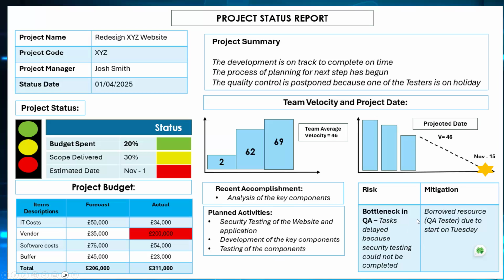So there was a bottleneck, and the reason for the bottleneck in QA is because tasks were delayed because of security testing that could not be completed. Remember, we've already said here that quality control had to be postponed because somebody was on holiday. What is the mitigation plan? It is to borrow a resource, a QA tester who is due to start on Tuesday, to carry out that security testing, so that the person that has gone on holiday won't affect things.